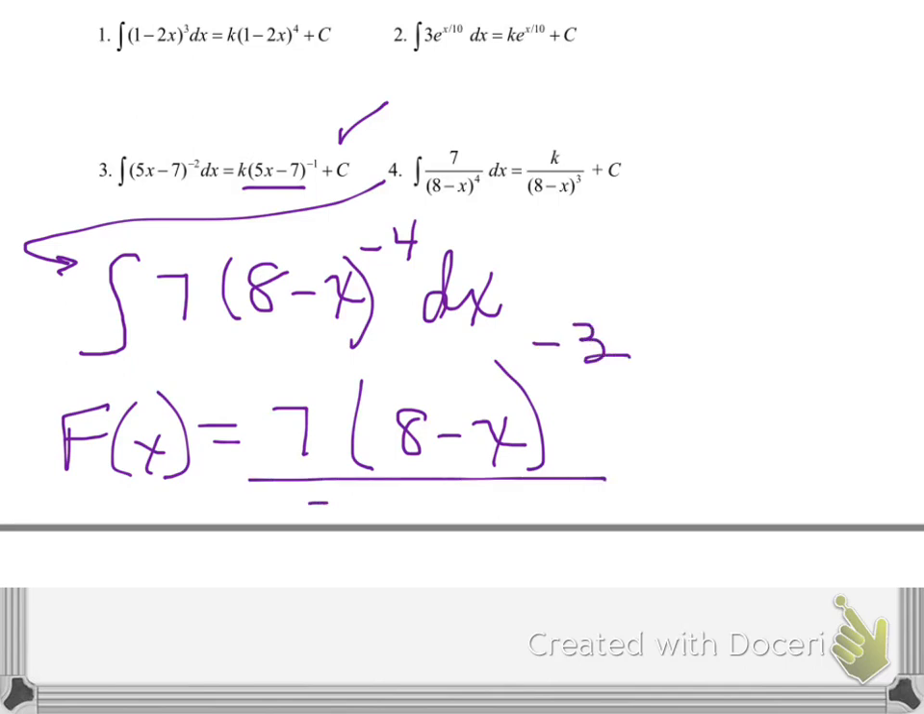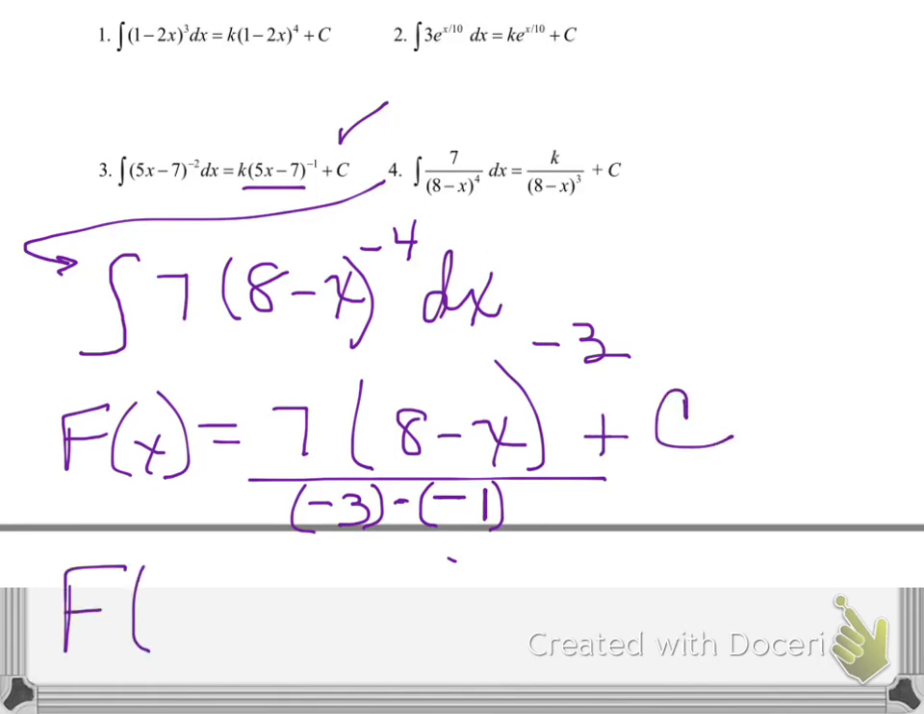That -3 also goes in the denominator, and then what I'm going to do is look at the chain rule inside. If I was taking the derivative, I would have multiplied by -1 because of the negative x. So instead, I'm going to divide by -1, which means that -1 is going to just join the -3 down in the denominator. And then I add my constant of integration.